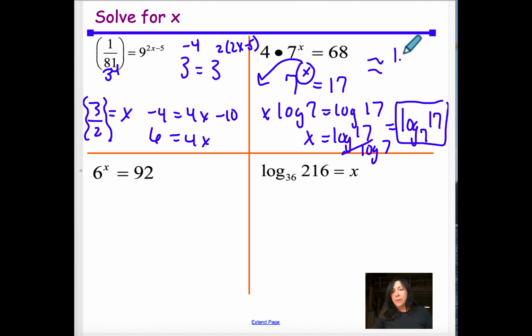So it's about 1.456 would be my value for x. Put that in solution sets, and then you can box that up after that.